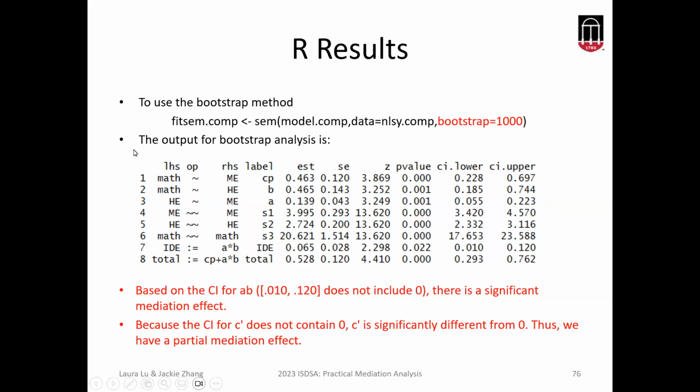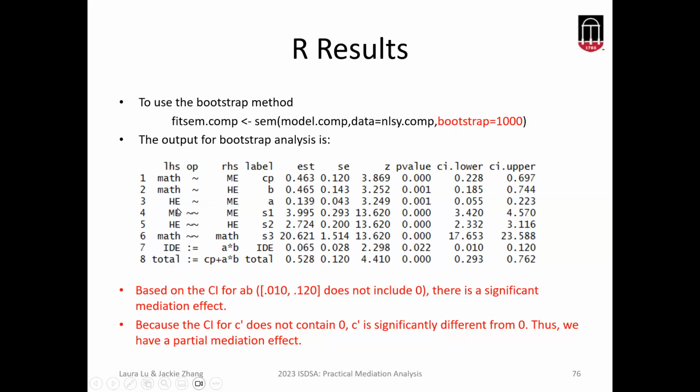So after you run this statement, the syntax, you have the outcome like this. We have math, operation, and two independent variables, and we have the label, C prime and B, estimate, standard error, z-value, p-value, and also the confidence interval, lower bound, upper bound. These are constructed based on the bootstrapping distribution.